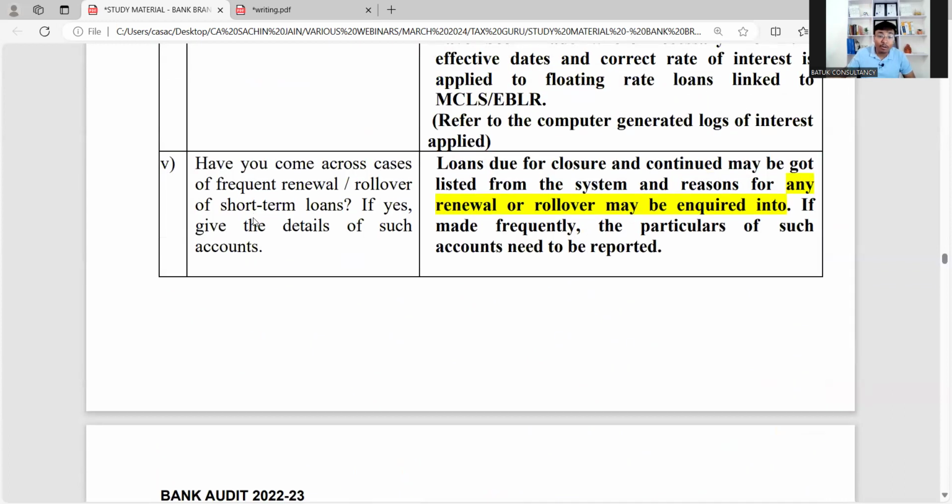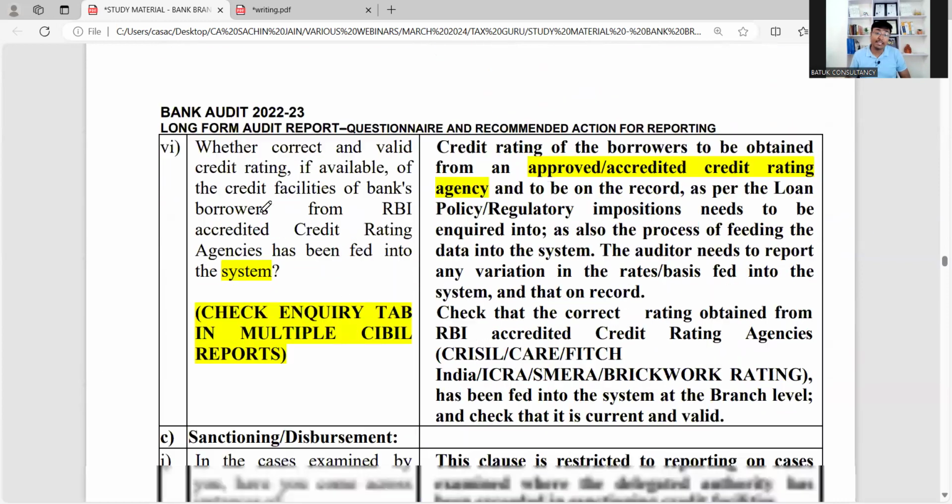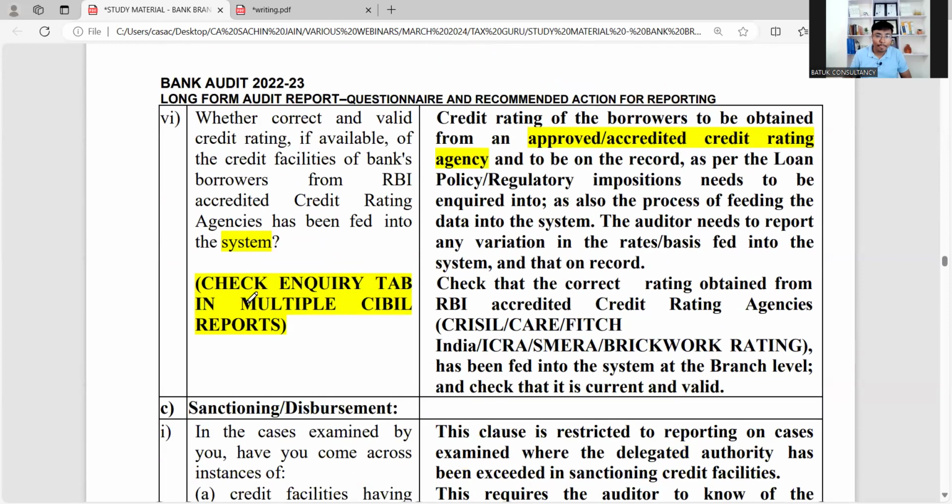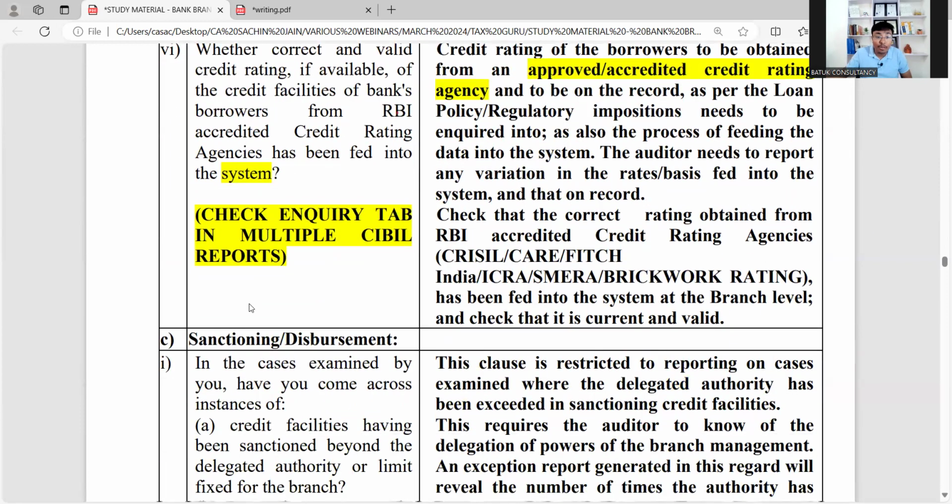In case there is any loan work, the same is to be reported here in case of KCC accounts. We need to check that the CIBIL report has been generated in the system, and that the charges have been deducted for the same or not.